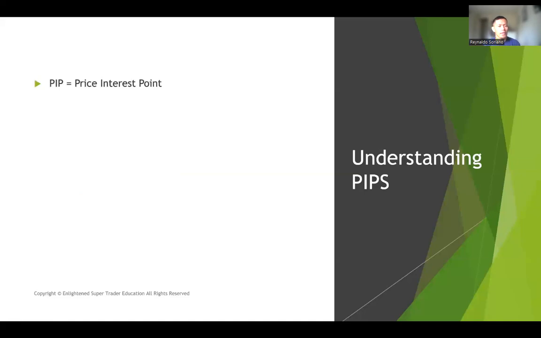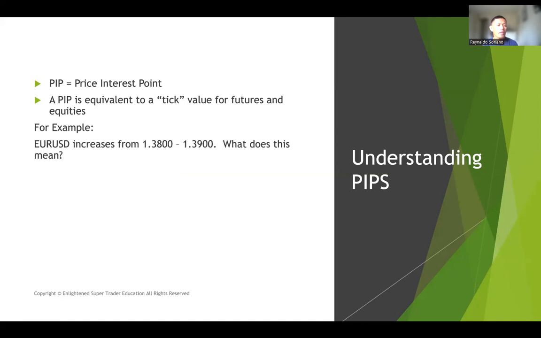Let's go through understanding pips. PIP or pip simply means a price interest point. It also means percentage interest point. So when a pip is being calculated, it's actually the same as a tick when you're trading futures or equities. For example, if euro increases from 1.3800 to 1.3900, then this means that it has gone up 100 pips.